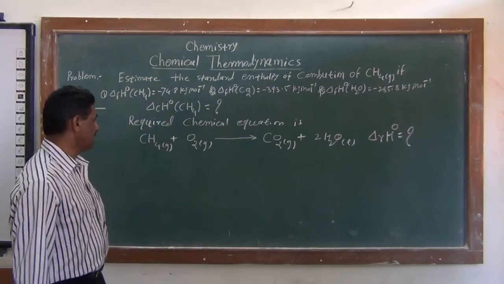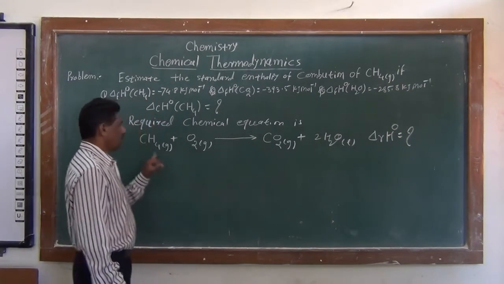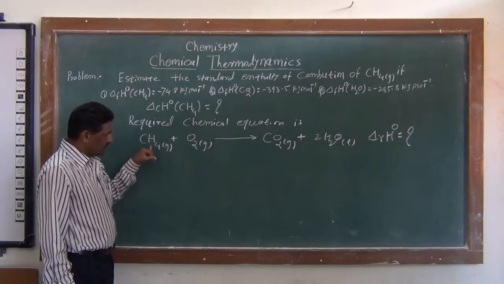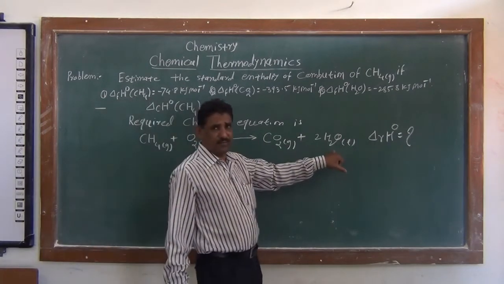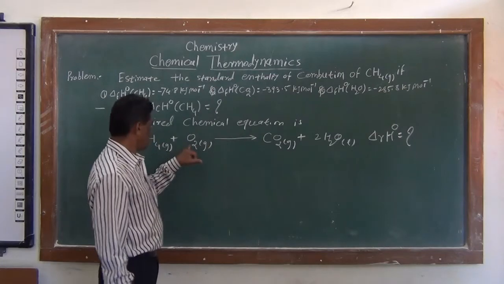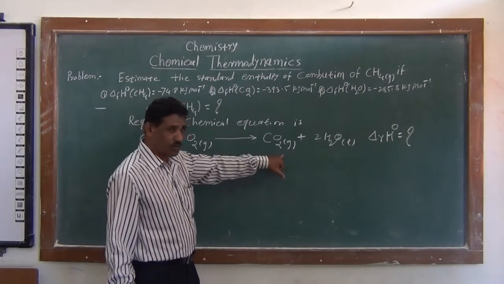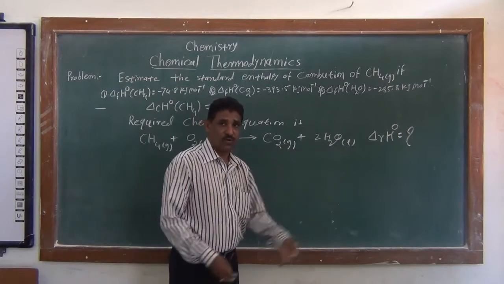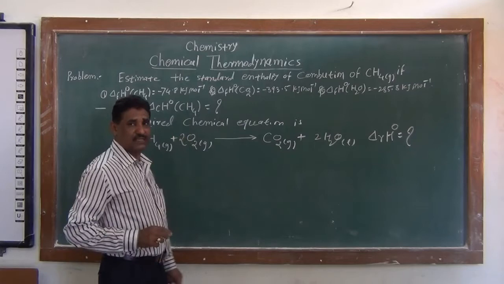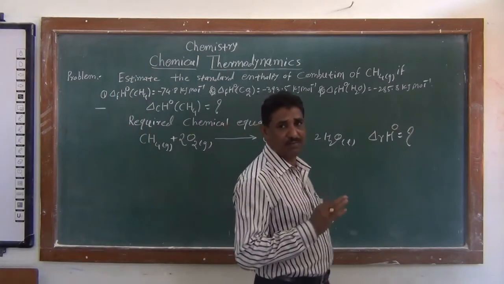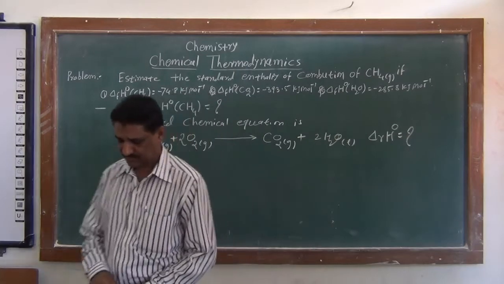Now balance this equation. Here one carbon, here is one carbon. Then for hydrogen, it balances. Here oxygen is 2, but on the product side, 2 plus 2 is 4, which means we write here 2. Then this equation is balanced.